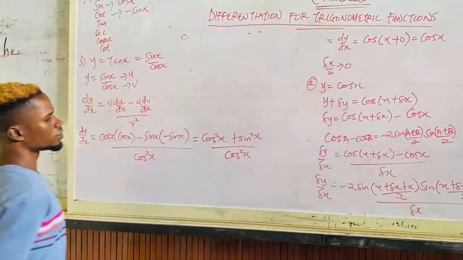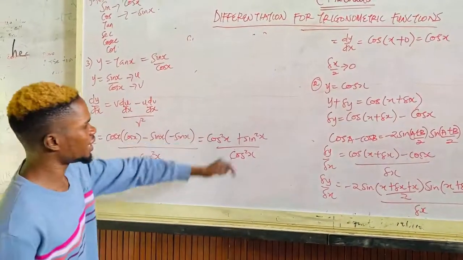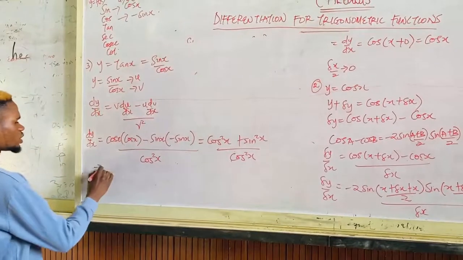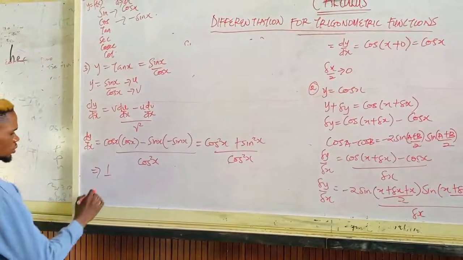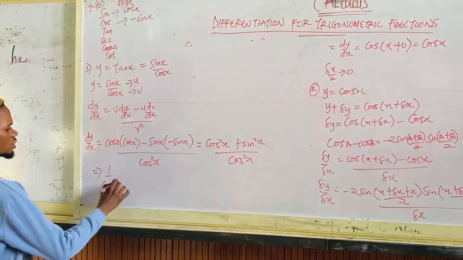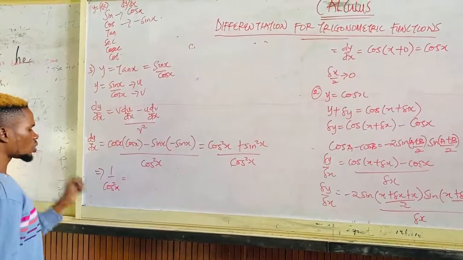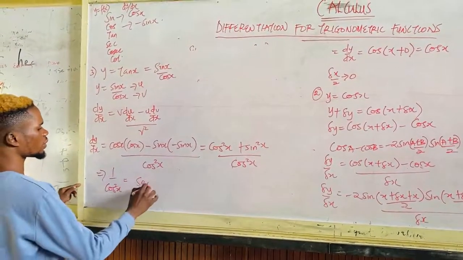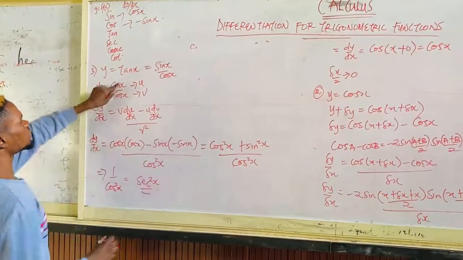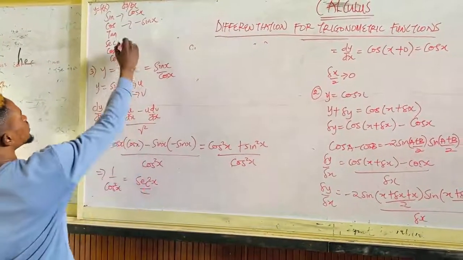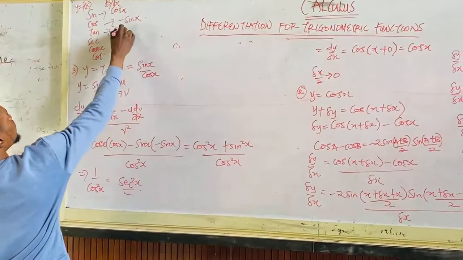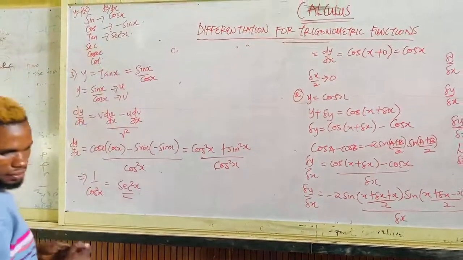Now remember from trigonometric identity, cos square x plus sin square x is 1. So that's 1 over cos square x. And 1 over cos x is sec x. So 1 over cos square x is sec square x. So dy/dx of this is sec square x.